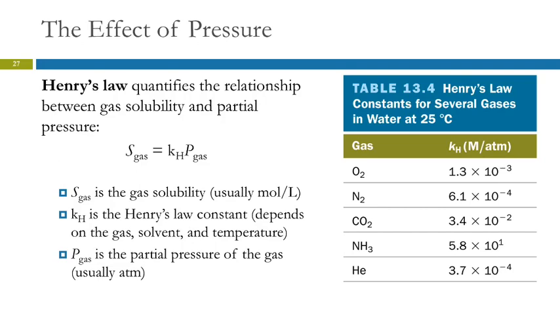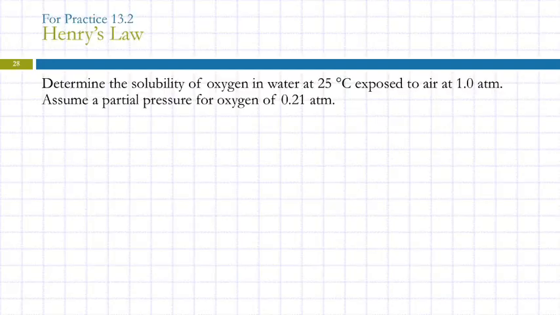And so usually you'll find a table like this, and this is giving the constants for different gases in water at room temperature. Again, this is not something you would memorize, but this is the constant. To find the solubility, you just take the Henry's law constant for the gas you're interested in and multiply by the partial pressure of the gas above the liquid. So let's do an example of that.